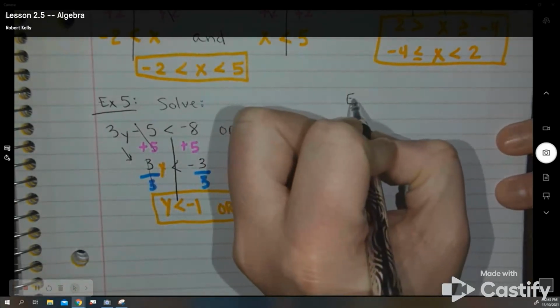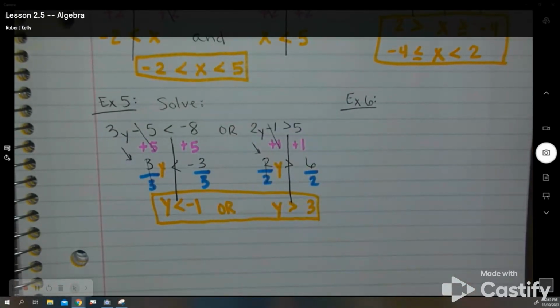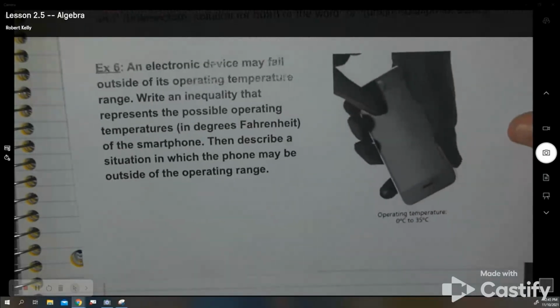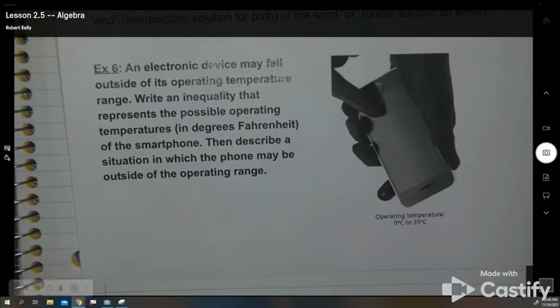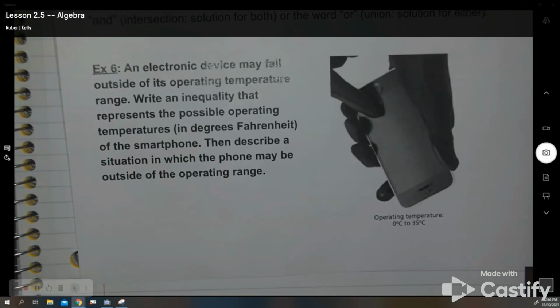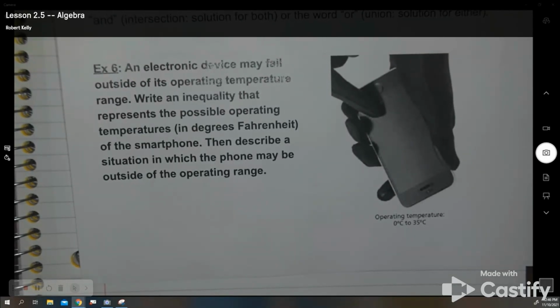And for example 6. For example 6, it says, an electronic device may fail outside of its operating temperature range. Write an inequality that represents the possible operating temperatures in degrees Fahrenheit of the smartphone. Then describe a situation in which the phone may be outside the operating range.